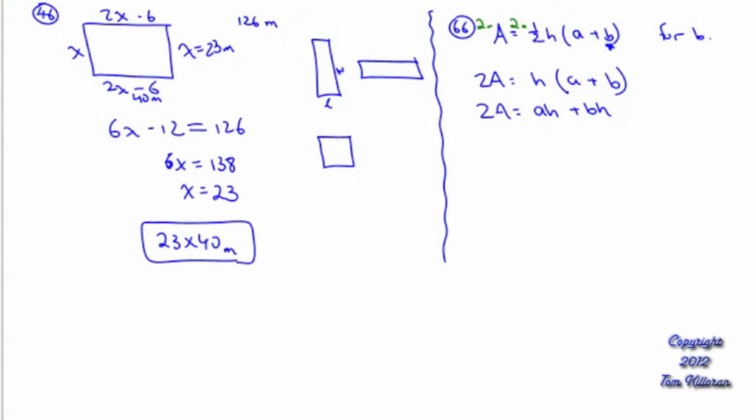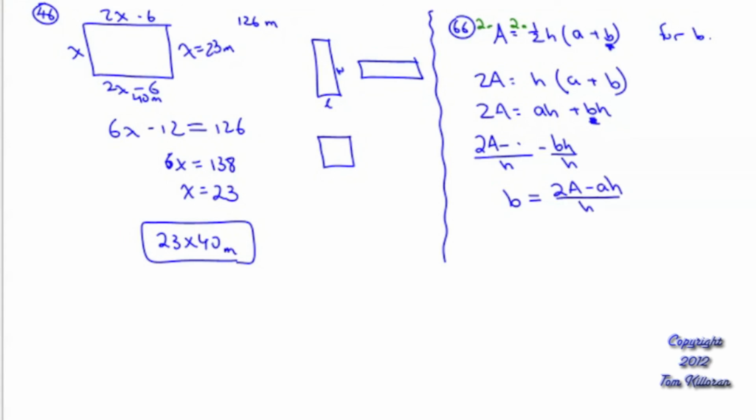Subtract the AH. I'm not being difficult. All right, what are we trying to solve for? B, which is over here. So subtract AH; the AH needs to go to the other side, because the B is pretty much all by itself on that side. So you're going to get 2A minus AH is equal to BH. Divide everything by H, because we're trying to solve for B. We divide this by H, we divide that by H, and we get B by itself, because the H's will cancel. What's left on the other side is 2A minus AH all over H.